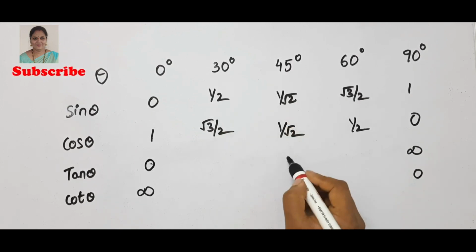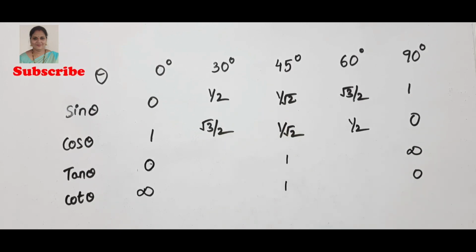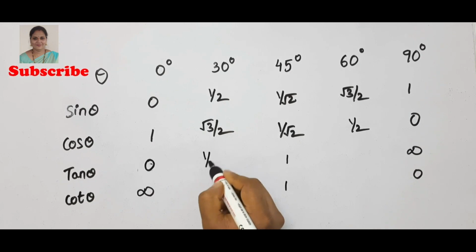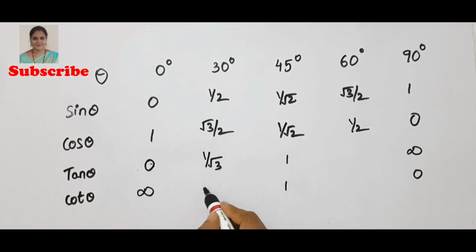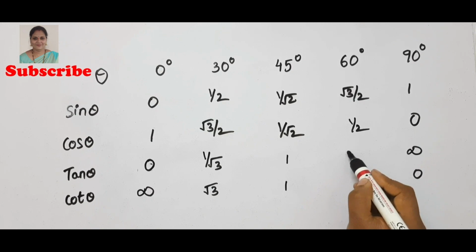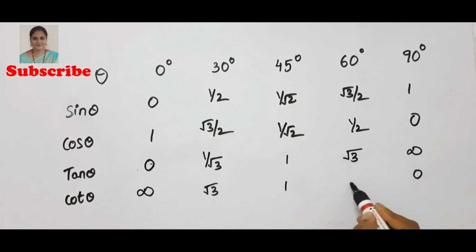At 45 degrees, both tan 45 and cot 45 are the same, which is 1. Next, here the value of tan theta at 30 degrees will be 1 by root 3, and cot 30 will be root 3. Cot theta is cos theta by sin theta, is it not? The reverse of this. So at 60 degrees tan will be root 3 and cot will be 1 by root 3.